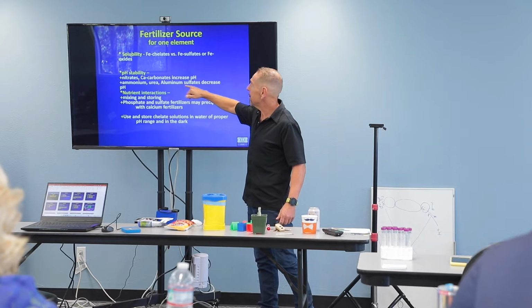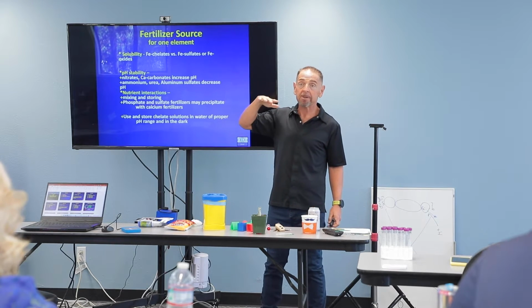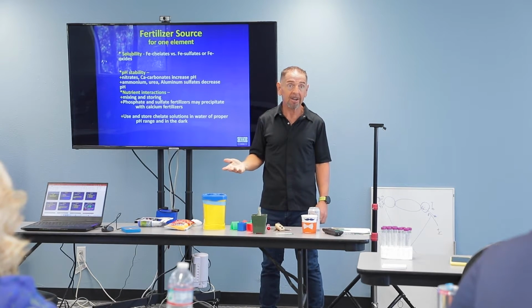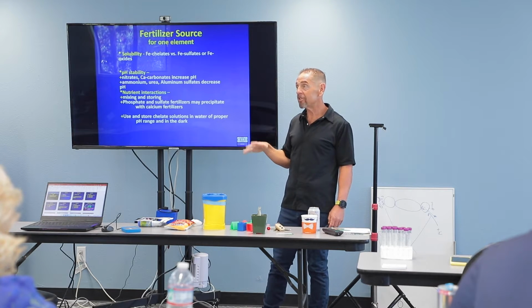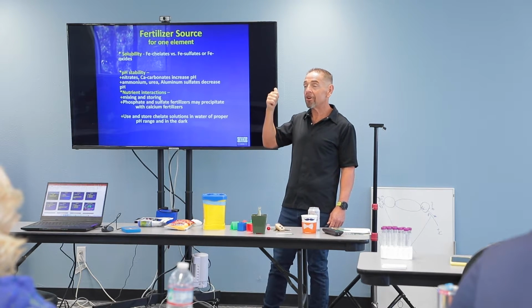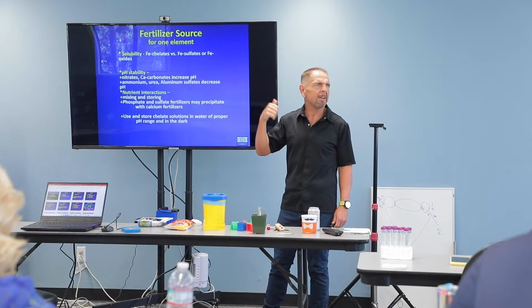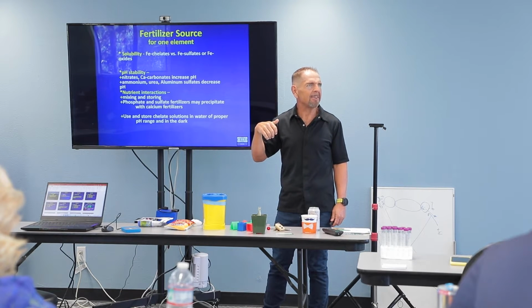So ammonium urea and aluminum sulfates will decrease the pH. If you're growing hydrangeas, right? If you go with the aluminum sulfates, you get a hydrangea that's bluer. And then if you go with a higher pH, you get the pink. I think I got that right. Did I get that right? I think so.